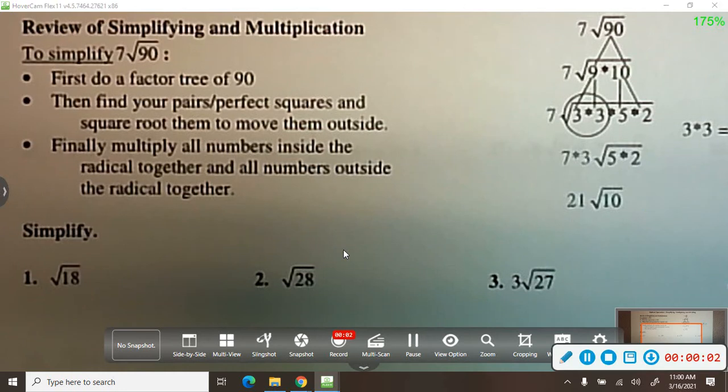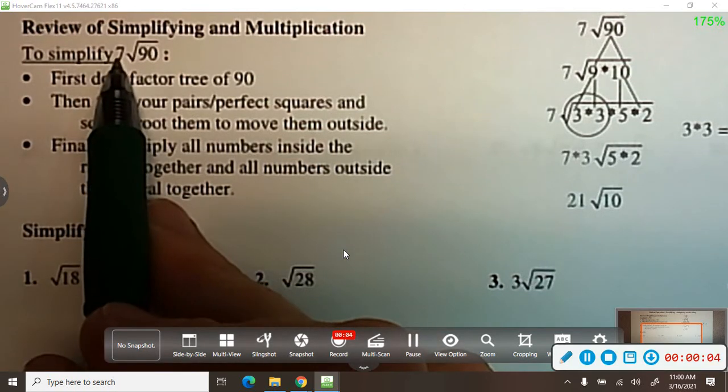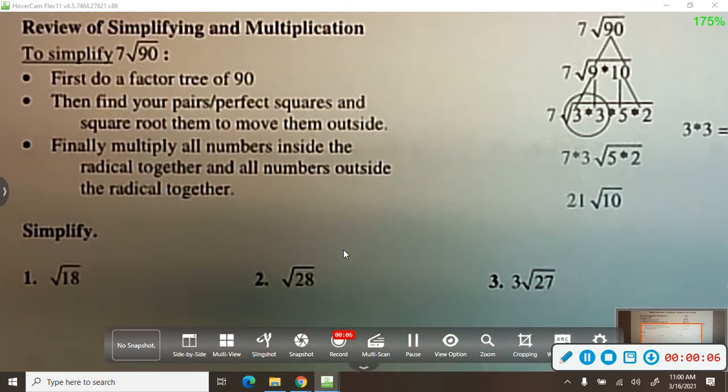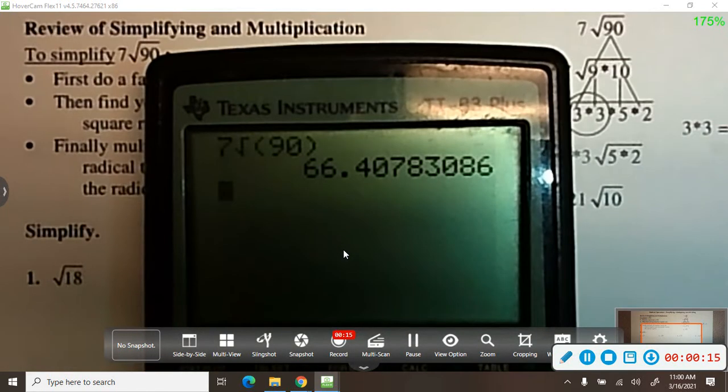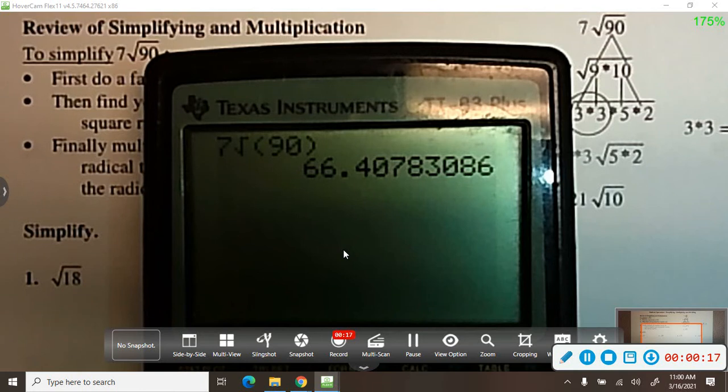So first, let's simplify 7 times square root of 90. If you type that in your calculator, 7 times square root of 90, you get 66.40783086. And that is an approximate answer. And for some teachers and some things that you're doing, sometimes that's okay.